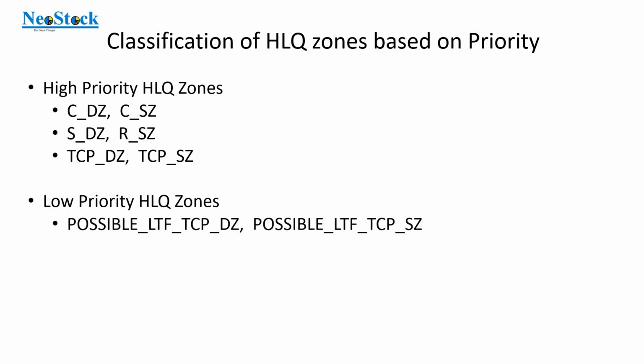So the first category in low priority high liquidity zones is possible LT of TCP demand zone, possible LT of TCP supply zone. That is one category. And another one is a TCO demand zone and TCO supply zone. And the third one is a TCZ demand zone and TCZ supply zone.